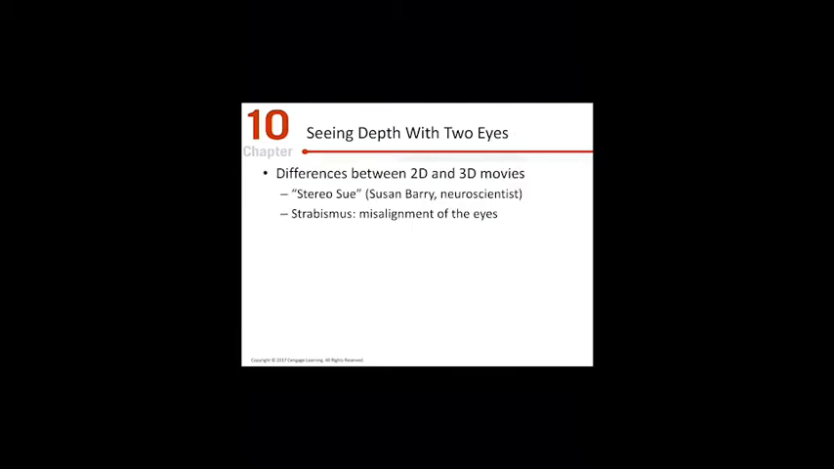So another way that we can talk about this is when we see, for example, people who have issues with the input coming from both eyes. So Stereo Sue is Susan Berry. She's a neuroscientist at a college who has had a lot of issues starting at a very young age with her eyes. Her eyes were not aligned properly, and so she was reliant on monocular cues to perceive depth. So she used those monocular cues to perceive depth instead of using both of her eyes together.